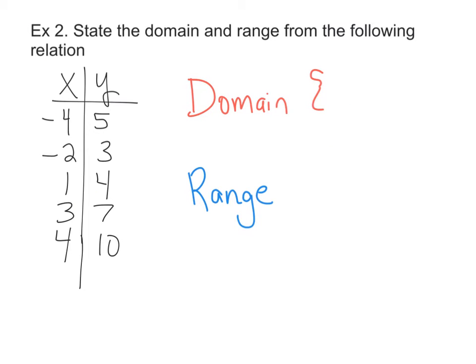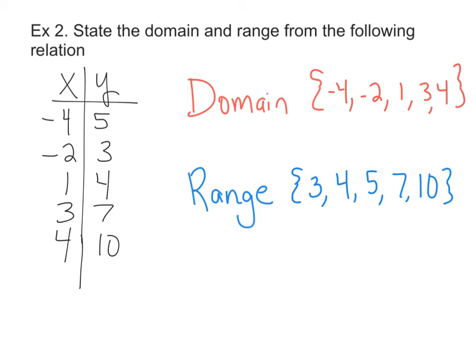The next example says state the domain and range for the following relation. So now you're given a table. In some ways this is actually easier than even the points because you already have your x column and your y column. You just need to remember that domain goes with x and range goes with y, and to put them in numerical order. So doing so, you have -4, -2, 1, 3, 4, and do the best that you can at those braces. And then for the range, you have in numerical order, that's going to be your challenge on this one, 3, 4, 5, 7, and 10. Okay?